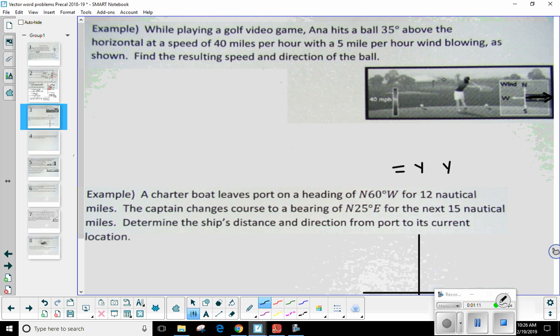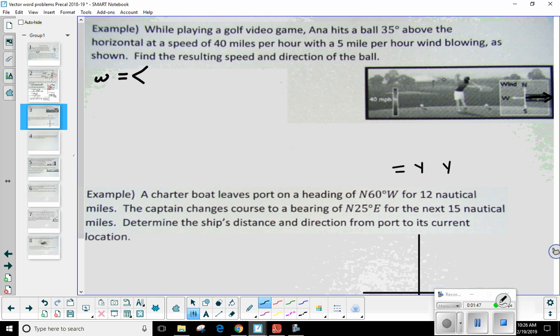While playing a golf video game, Anna hits a ball 35 degrees above the horizontal at a speed of 40 miles per hour with a 5-mile-per-hour wind blowing as shown. Find the resulting speed and direction of the ball. Okay, so let's go ahead and start with the wind. It's going to be the easier of the two. I'm going to start to focus on these algebraically, just like I did on the number 25 homework problem. If anybody has a question about it graphically, just let me know, because I think there were a few people who liked that method. But let's say W represents the wind vector.